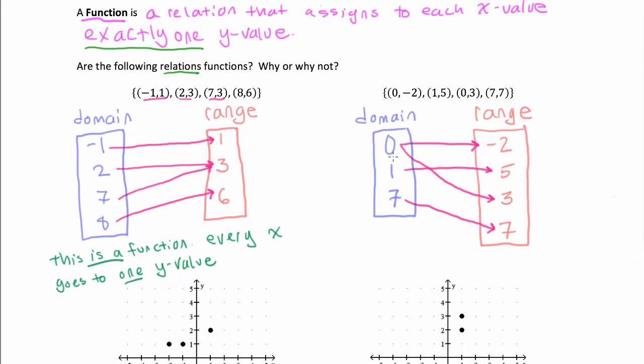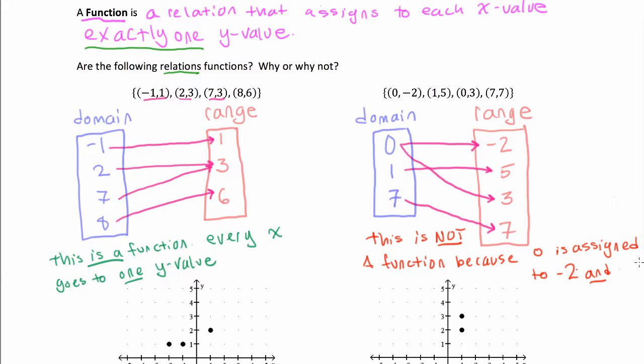Now here, because I have this x value that's assigned to two different y values, this is not a function. So this is not a function because 0 is assigned to -2 and 3.